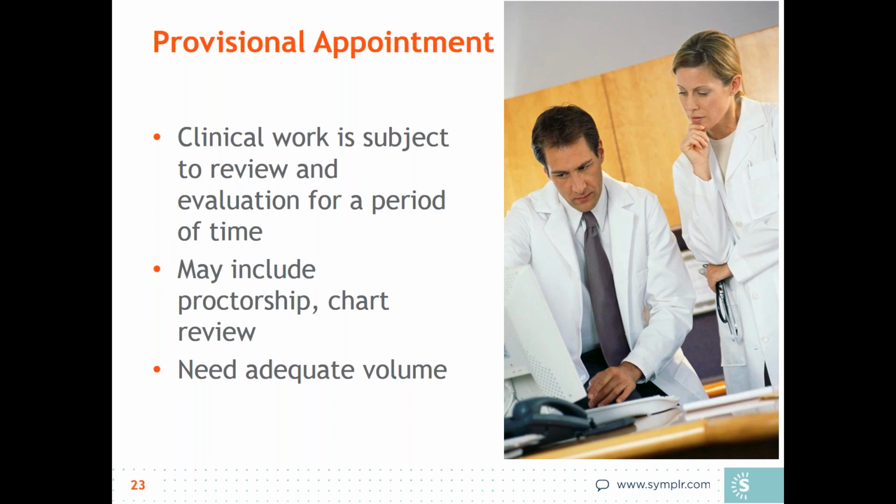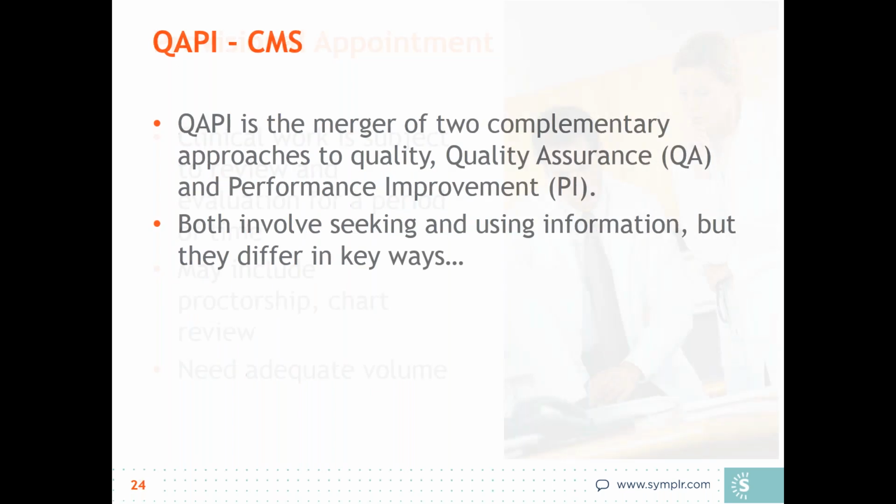So there also, you need to have adequate volume. You have to make sure that you have enough people that are providing enough volume to be able to evaluate someone. Sometimes we get someone on staff and they've been here for 6 months and they haven't done anything. They haven't admitted anyone, and so that provisional appointment might have to drag on and on and on before you can get them off of that provisional appointment.